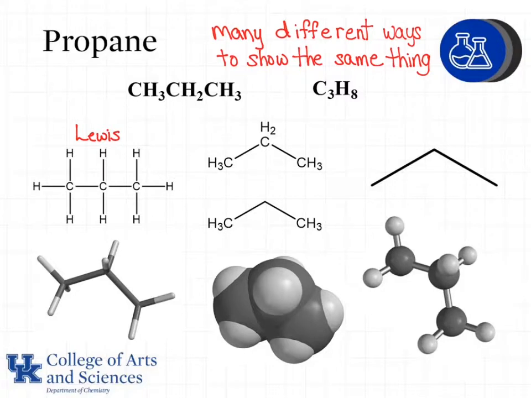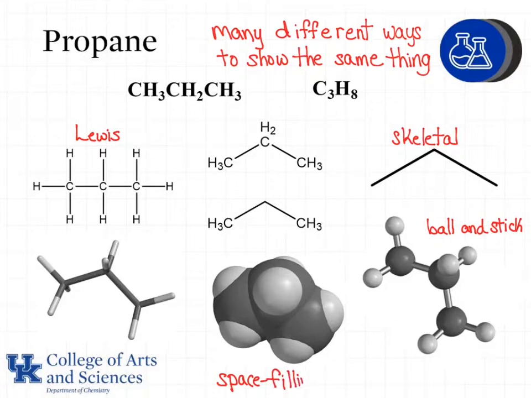For example, we call this a Lewis structure, which explicitly shows the atoms and all of the bonding. We have a skeletal structure, which is a pared down version of the molecule that actually only shows the bonds between carbons and the hydrogens are implied. We have the ball and stick model, which represents the atoms as spheres. And then we have the space filling model, which more represents what the molecule actually looks like.